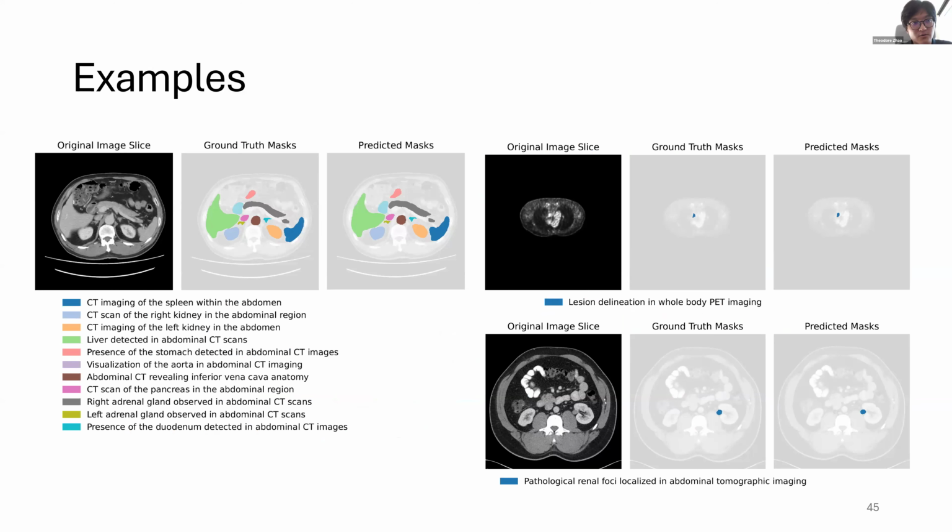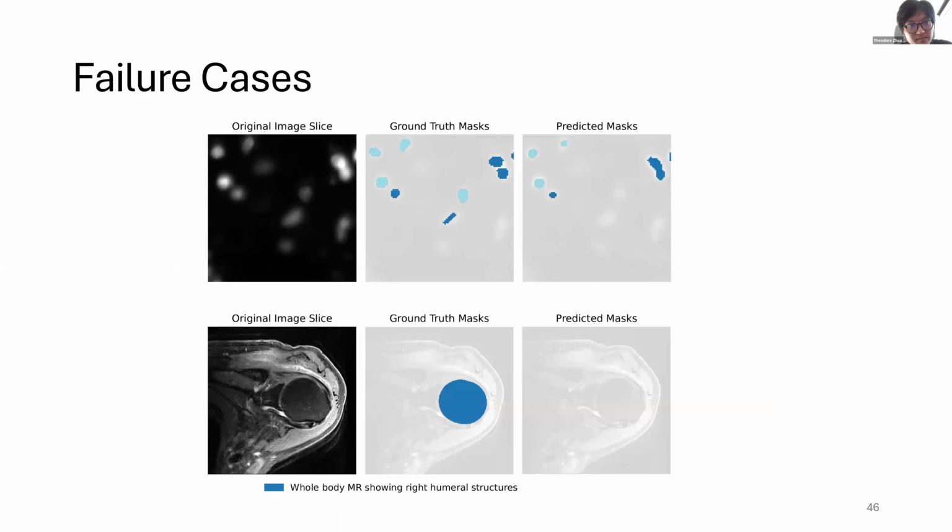Here are some quick examples showing what the model is doing. The model is prompted with different text prompts and is able to associate each region with a specific text prompt in this way. This is an abdomen CT scan example, this is a lesion in a PET scan, and this is a lesion in a CT scan.